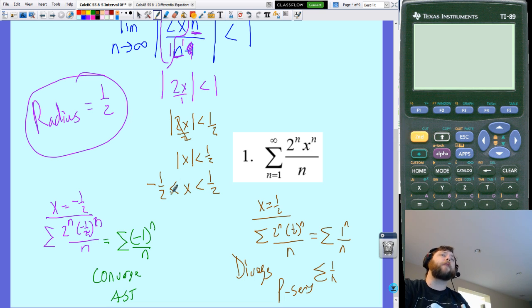So when I state my interval of convergence, I'm going to go back to this answer. It's going to include negative 1/2, so I'm going to put an "or equal to" there, but it will not include positive 1/2, so my interval of convergence is this.